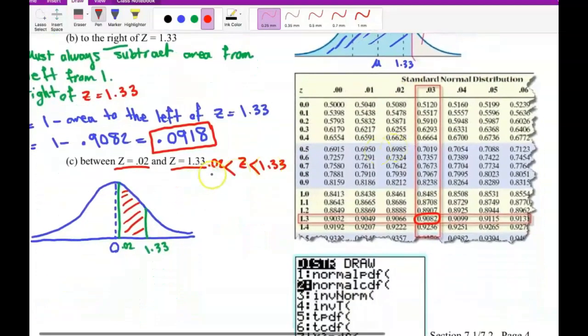Now the other one is z equal to 0.02. Here is 0.0, and going to the right, here is 0.2. And we have this one for 0.02, so I'm writing it. That is for when z is equal to 0.02, and this part is when z is equal to 1.33. So this is the area.